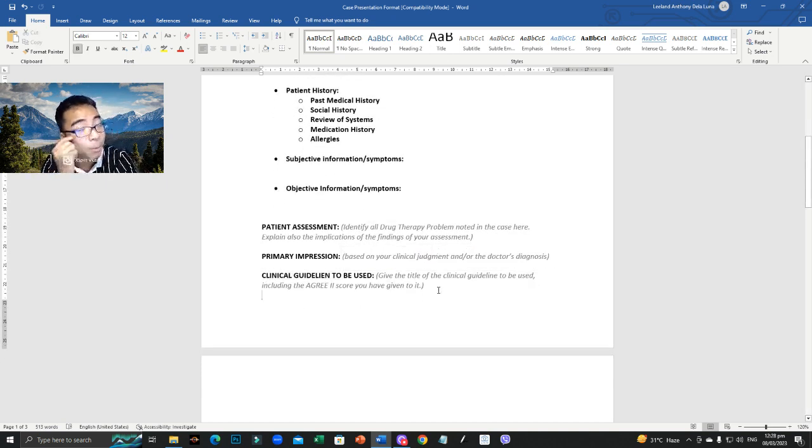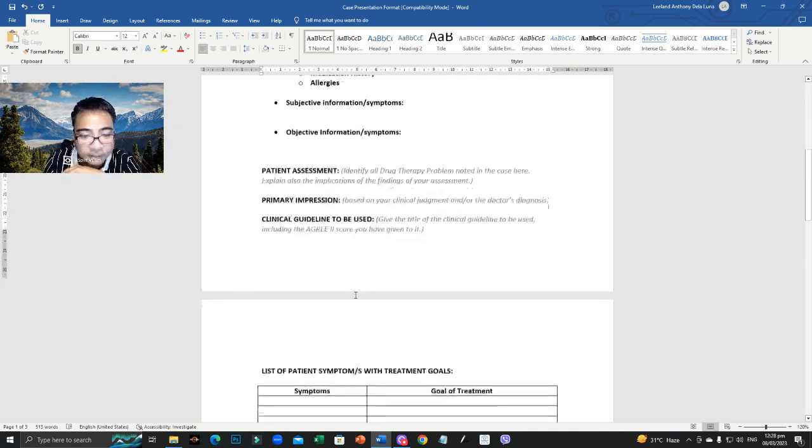Then, class, afterwards, you have to put here the clinical guideline that you will be using. Syempre, you'll be doing a separate evaluation of your clinical guideline, so you'll be using the AGREE II. After using the AGREE II, sa slide presentation ninyo, papakita nyo na lang yung title nung clinical guideline and then the AGREE II score na nagawa nyo by pair or sa group ninyo. So give the title of the clinical guideline to be used, including the AGREE II score you have given it.